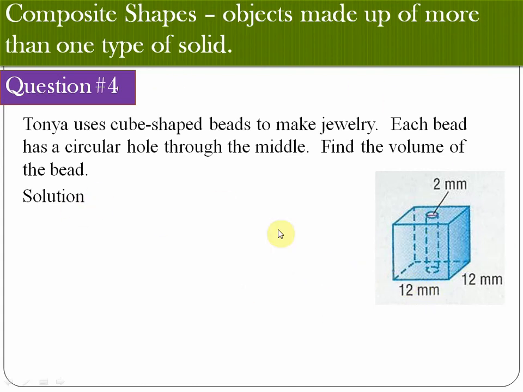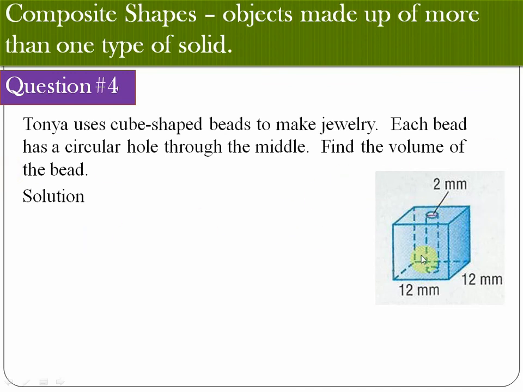Now in this question he said that Tonya uses cube shaped beads to make jewelry. This is a cube shaped bead. A cube shaped bead means all sides are equal. Each bead has a circular hole through the middle. So there is a circular hole in the middle, to put the string or anything to make jewelry. Find the volume of the bead.